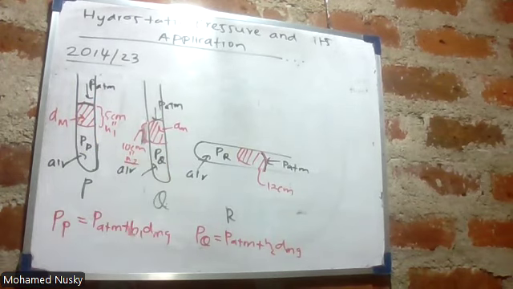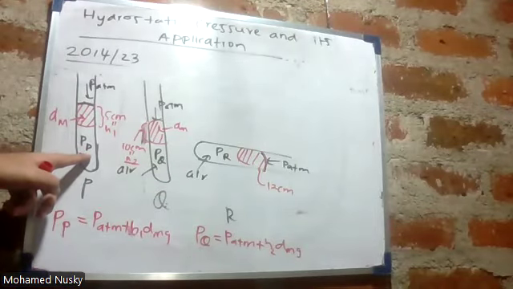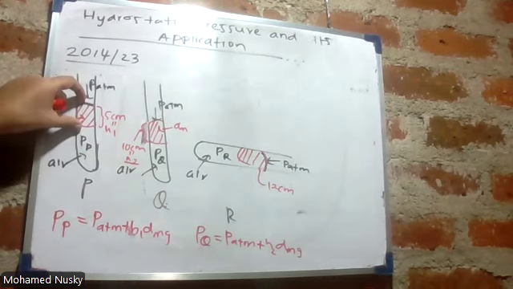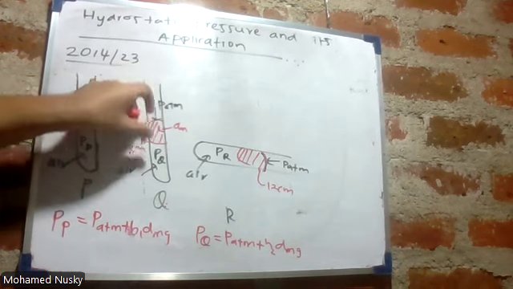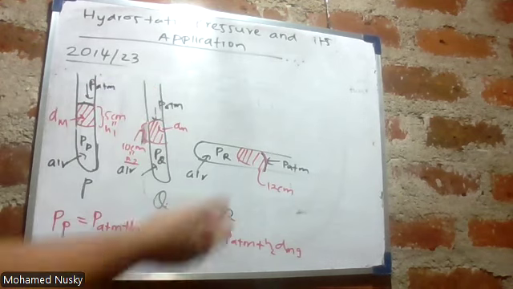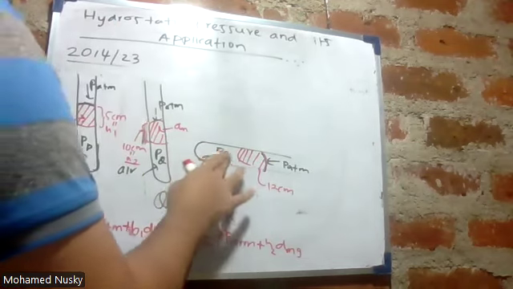And what is the pressure at R? You know, when it is vertically present, the pressure here is due to atmospheric pressure plus the pressure due to this side. Here also due to atmospheric pressure and also the pressure due to this mercury. But here, this tube is horizontally present. It is present horizontally.